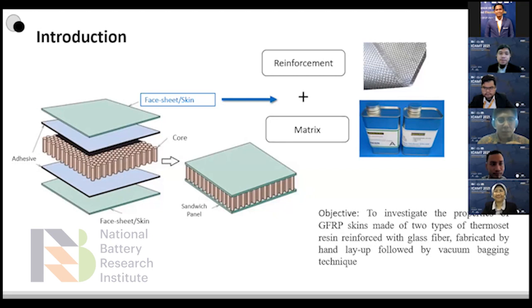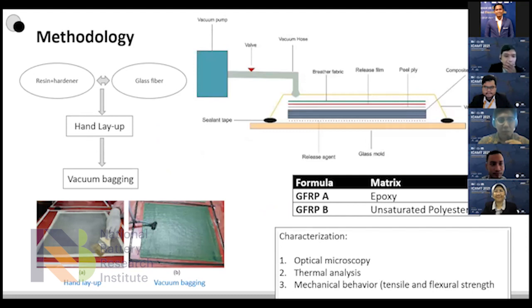The objective of this research is to investigate the properties of different glass fiber and polymer skins made of two types of thermoset resin, which are reinforced with glass fiber. They have been fabricated by two stages of manufacturing techniques: hand lay up, followed by vacuum bagging. The procedure is that first we mix the two constituent materials that make up our composite, the glass fibers and the resin, which are hand laid up, and then the next step is vacuum bagging.